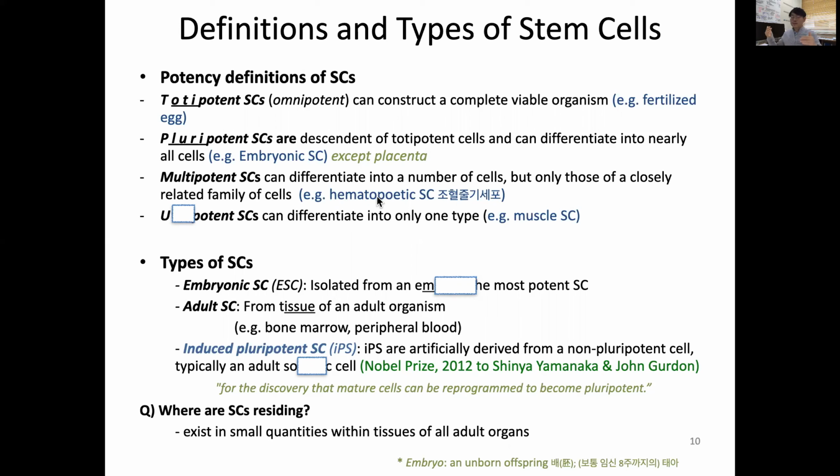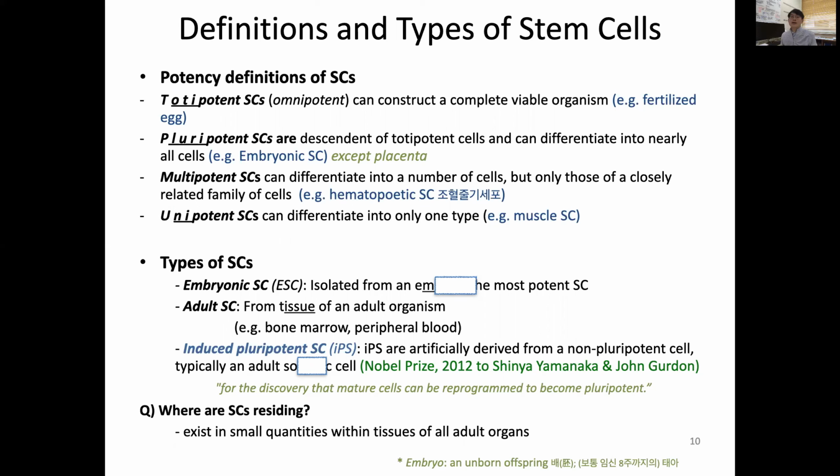And then the last type of stem cell can differentiate only into one type, such as muscle cell or skin cell. So there exist these stem cells which can replenish our skin or muscle. Because it can differentiate into only one type, it's called a unipotent stem cell.